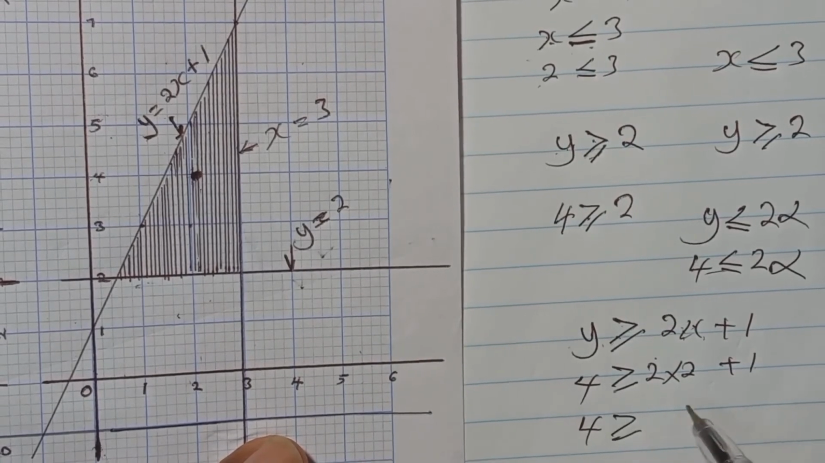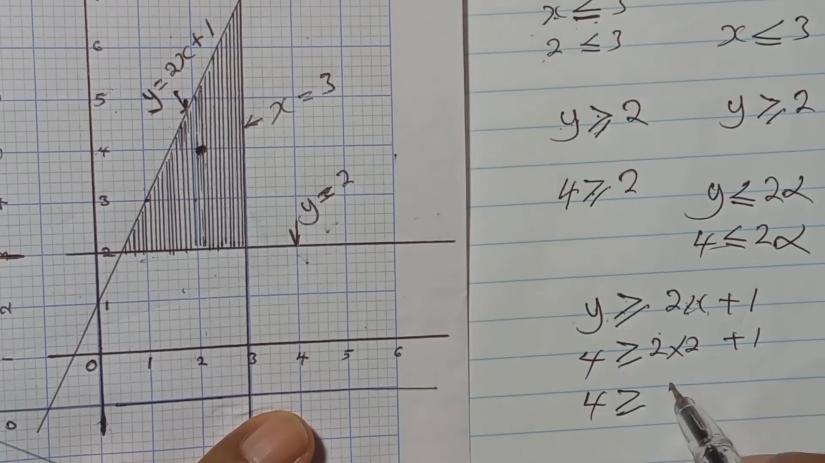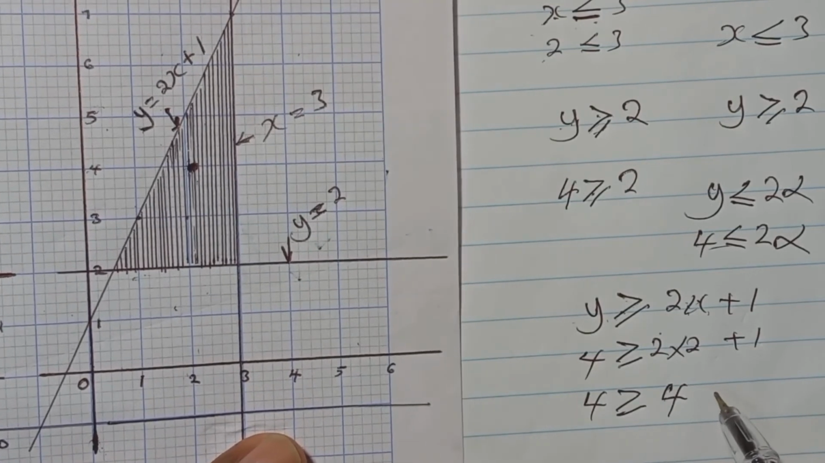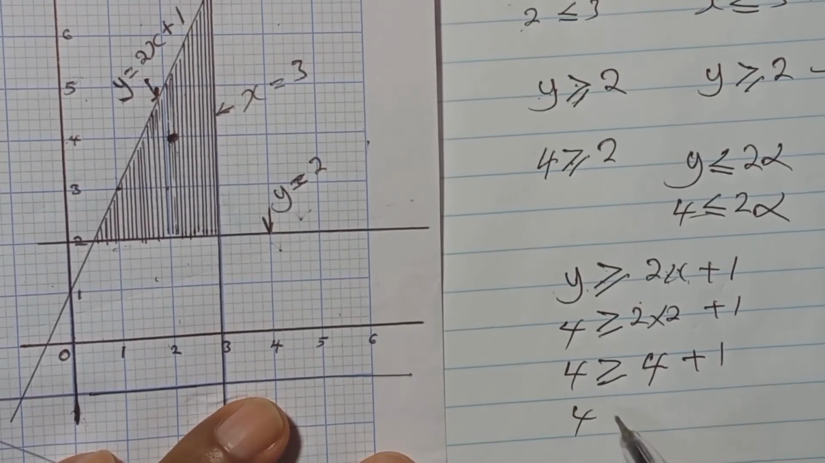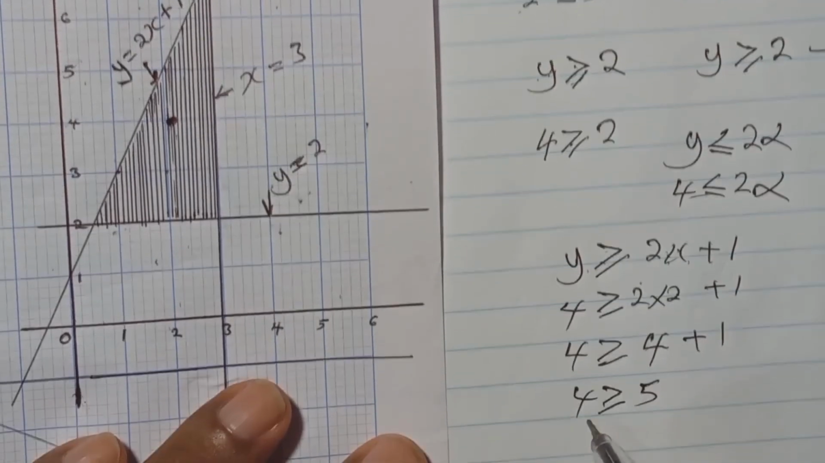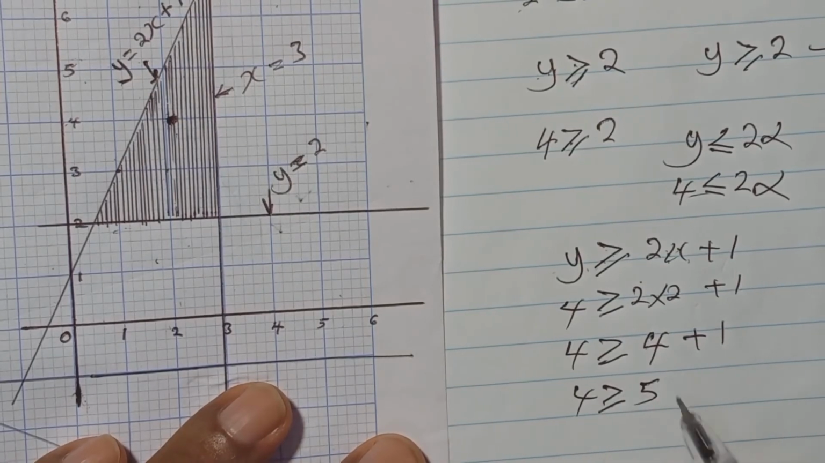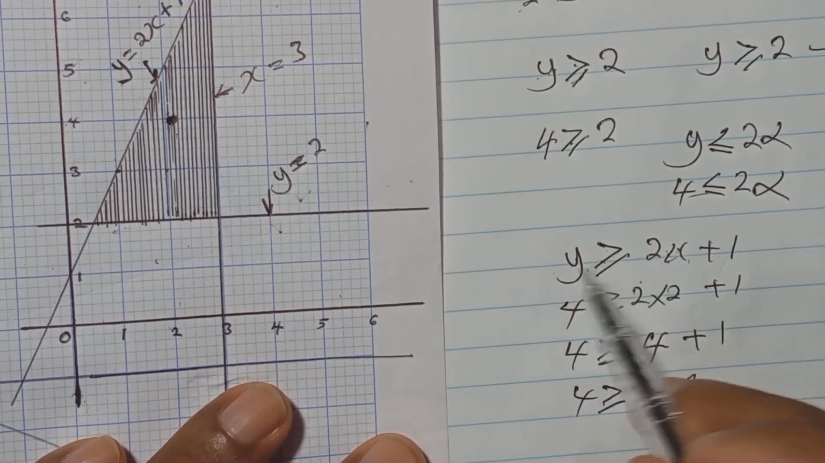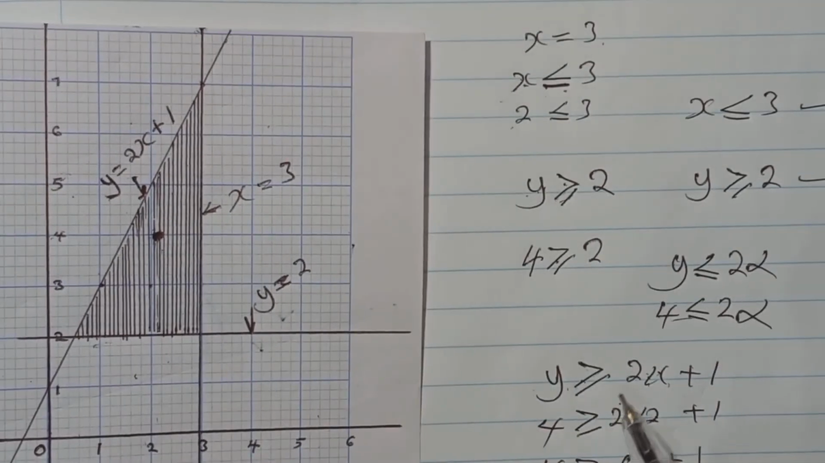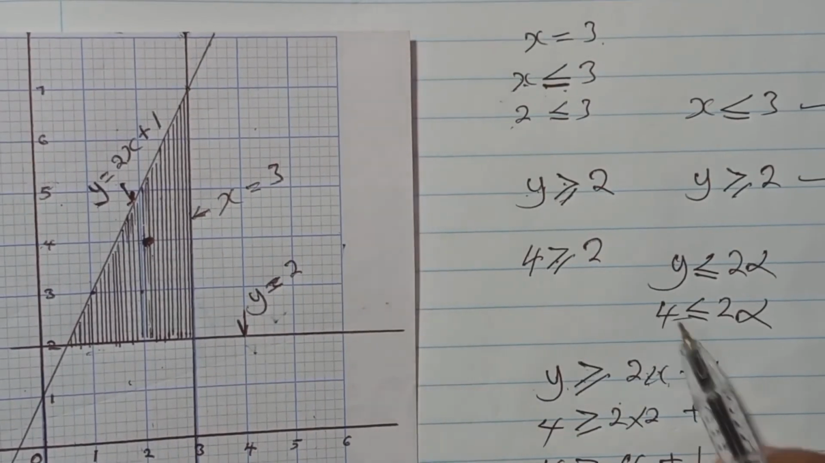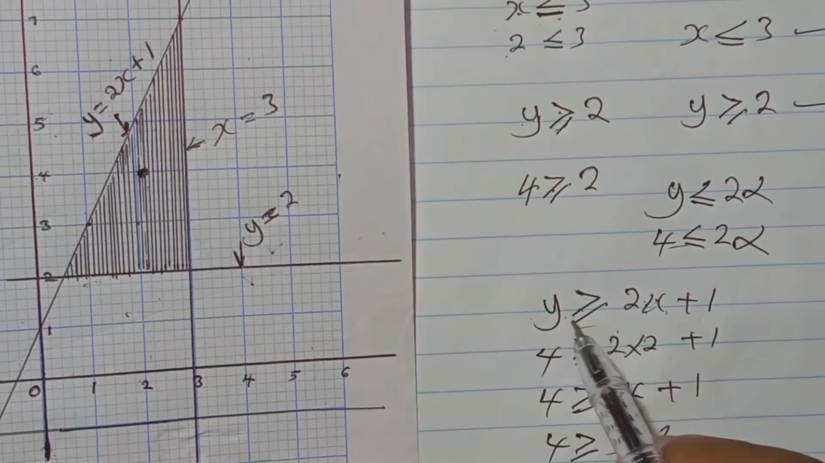4 greater, here will be 2 into 2, 4, plus 1. What is the answer? Right? Here will be 4 greater than 5. Is this correct? No, this is wrong. So that's why this way does not work. This is not a correct inequality. So you have to put the inequality the other way, not this way.